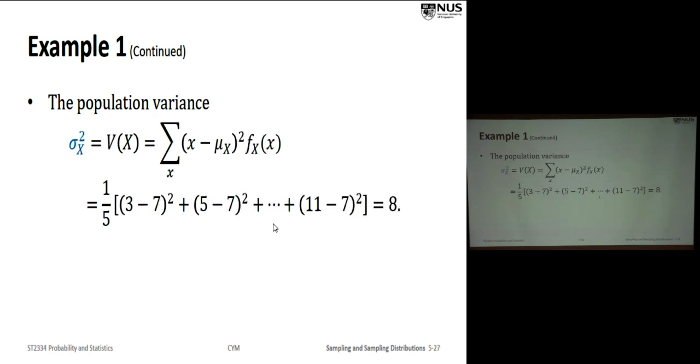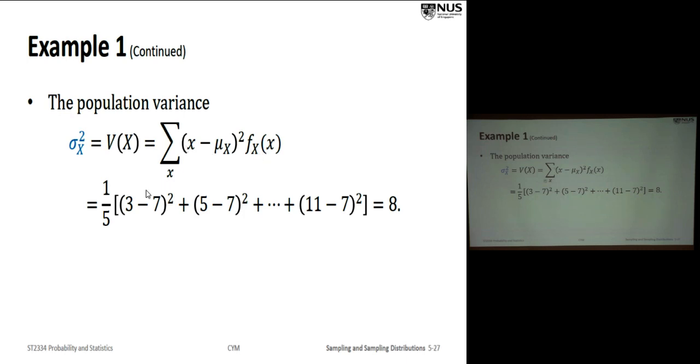We can also compute the variance. The variance is the expected value of X minus its expectation, all squared. That is to say, it's the sum over all x values of x minus mu of X, the expectation of X, squared, times the probability mass function. Mu of X, we computed, was 7. And f of x is always 1 over 5.